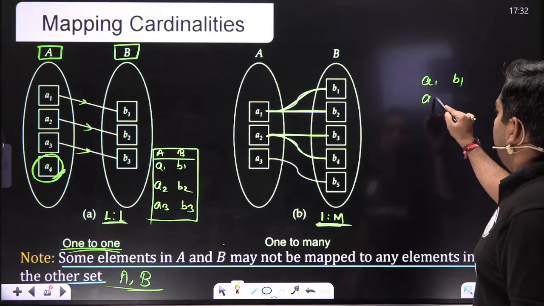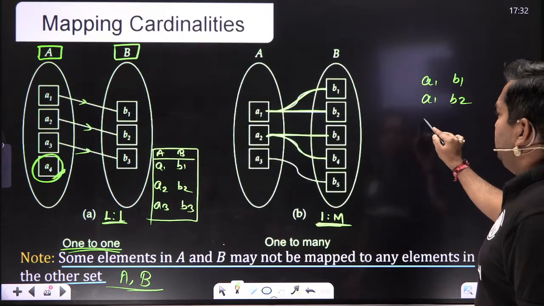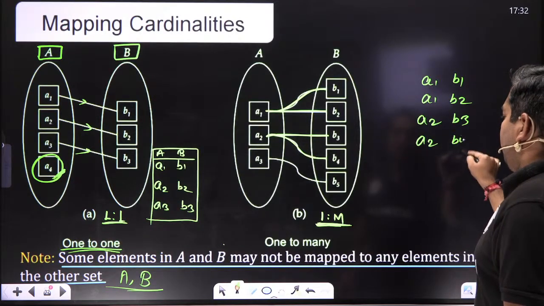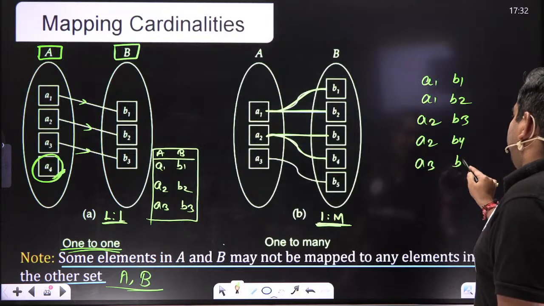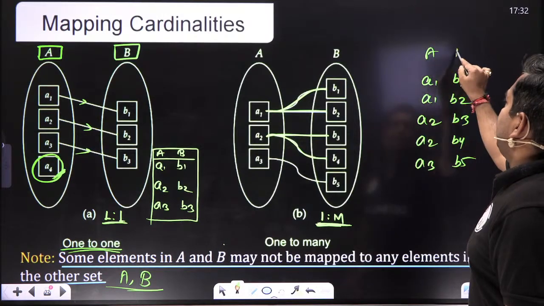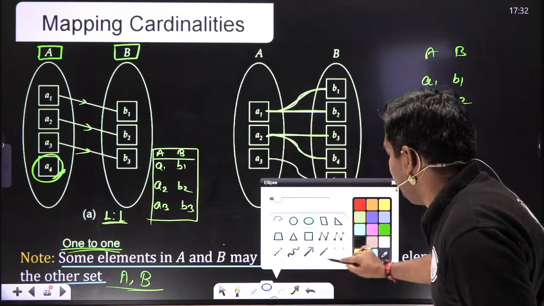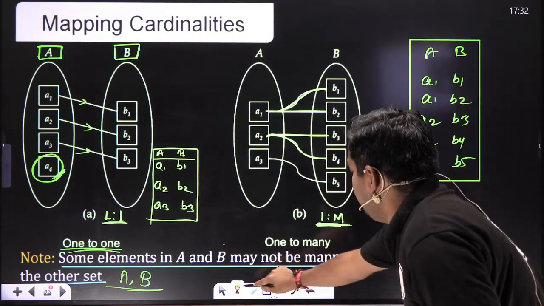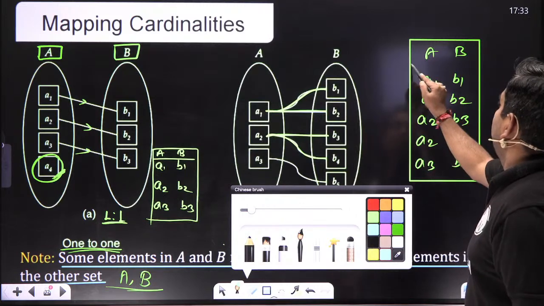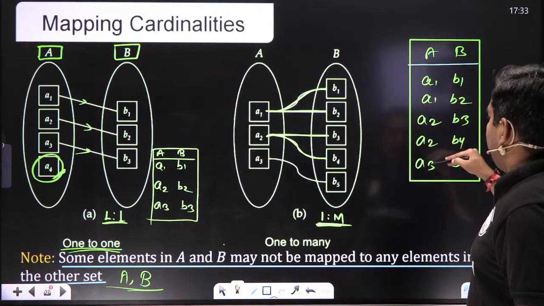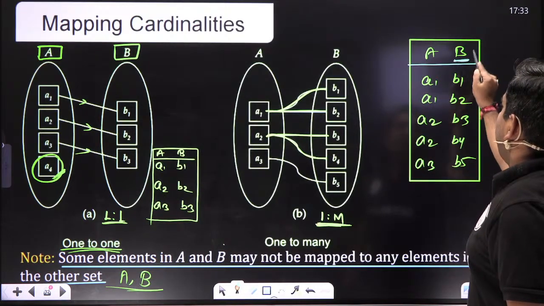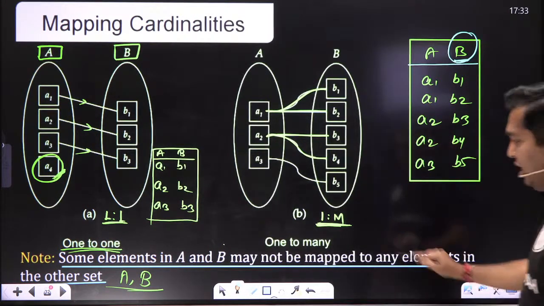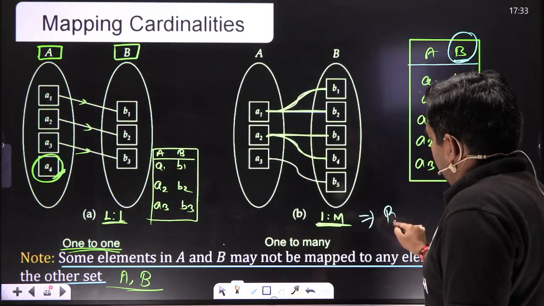But here what is happening, my dear? A1, B1, A1, B2, A2, B3, A2, B4, A3, B5. Can we make a key A? No sir, because A1, A1, A2, A2 repeat. Can we make a key B? Yes, of course sir. B1, B2, B3, B4, B5. So here the key is B.